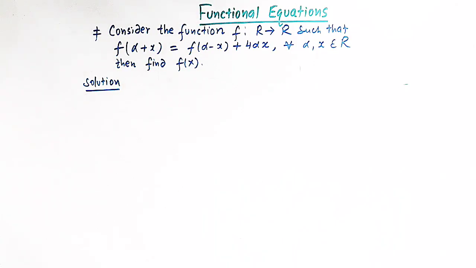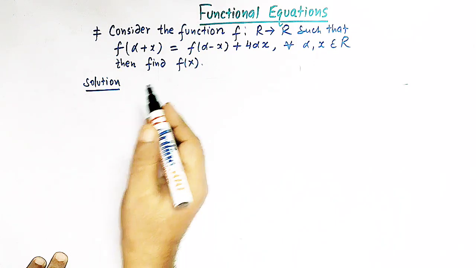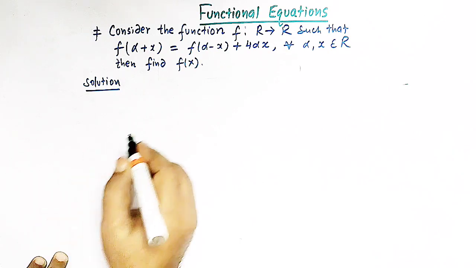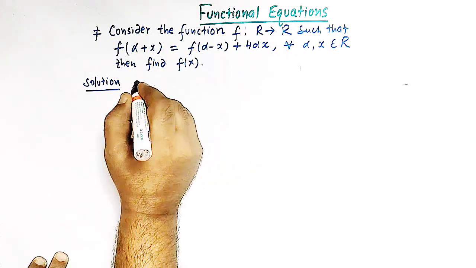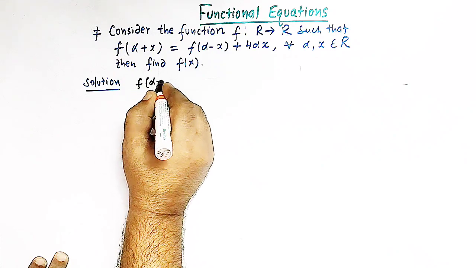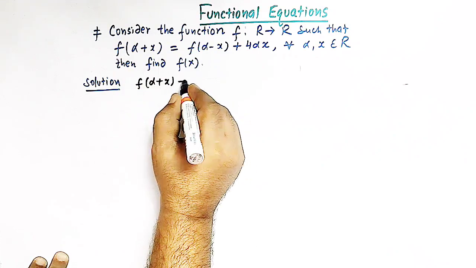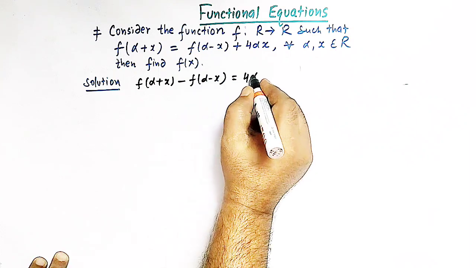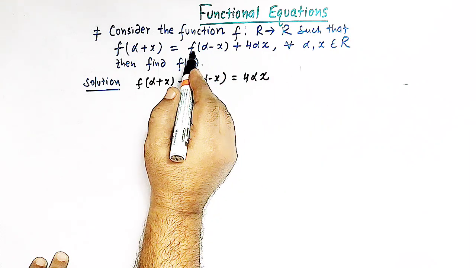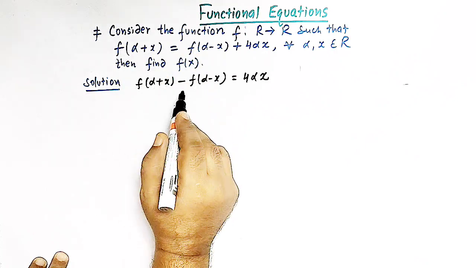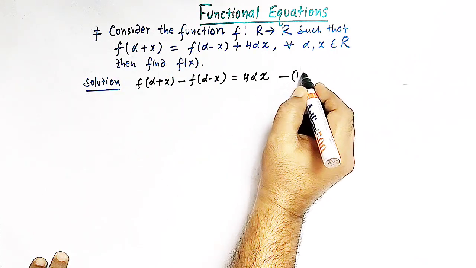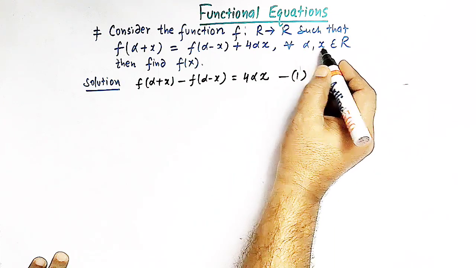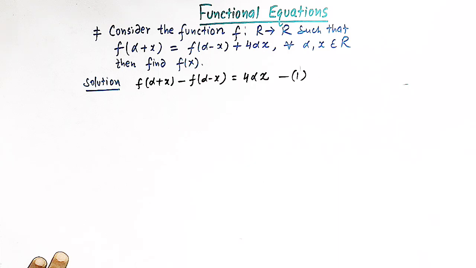So now let us see how we can solve this functional equation and get the value of f of x. This functional equation can also be written as f of alpha plus x minus f of alpha minus x is equal to 4 times alpha x, taking this term to the left hand side. Let us call this equation number 1. And remember here alpha and x belong to the set of real numbers.